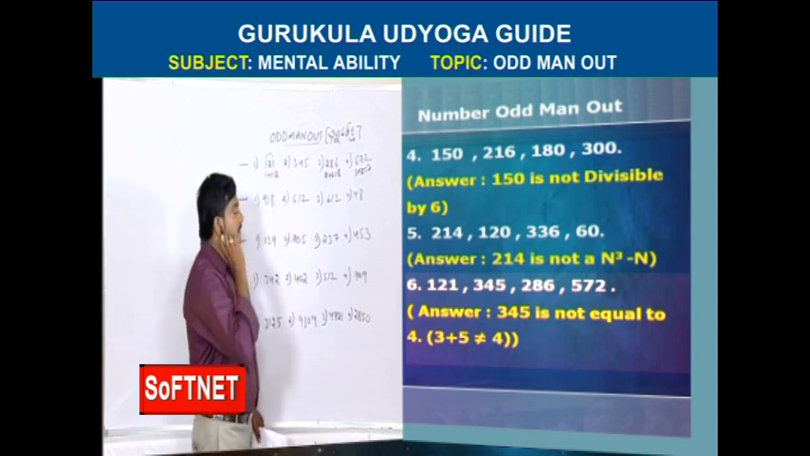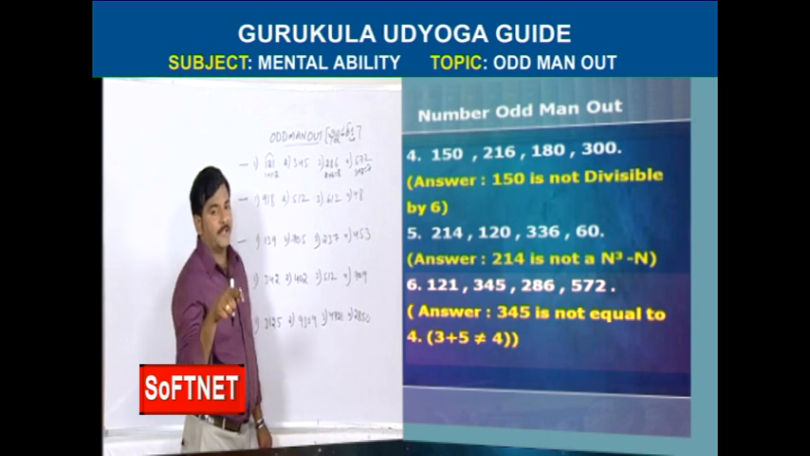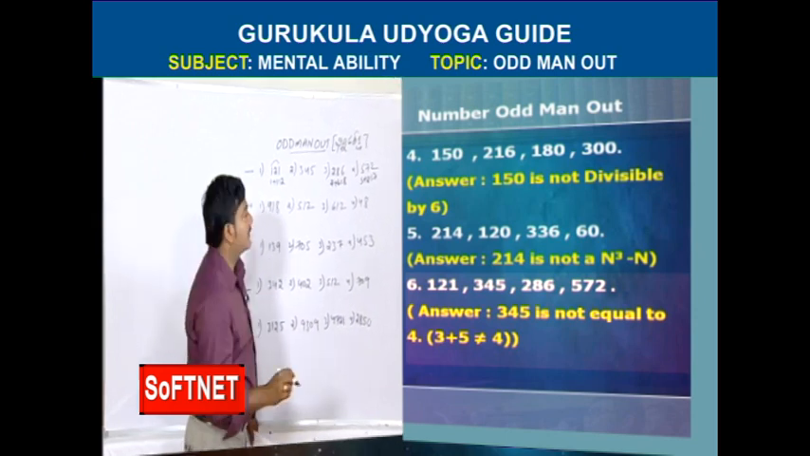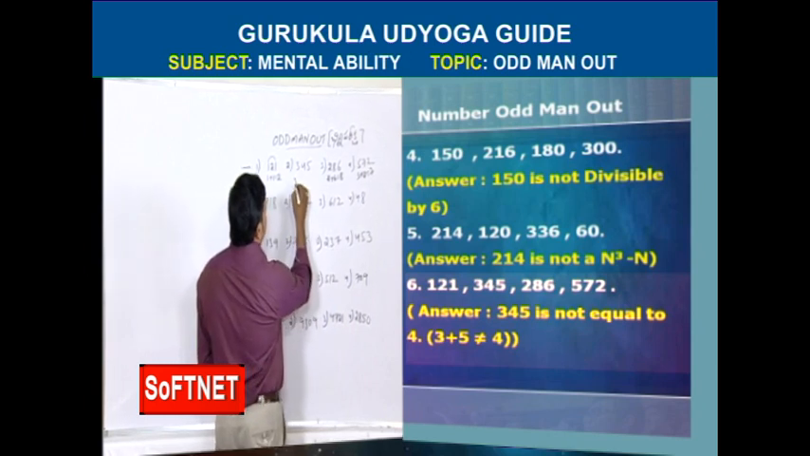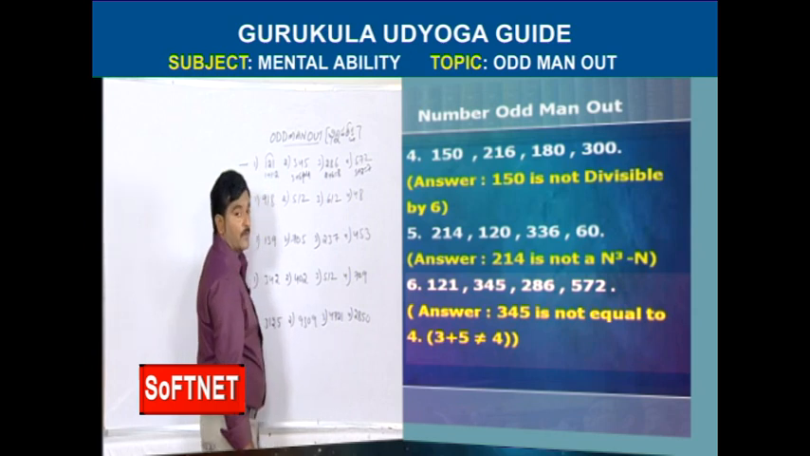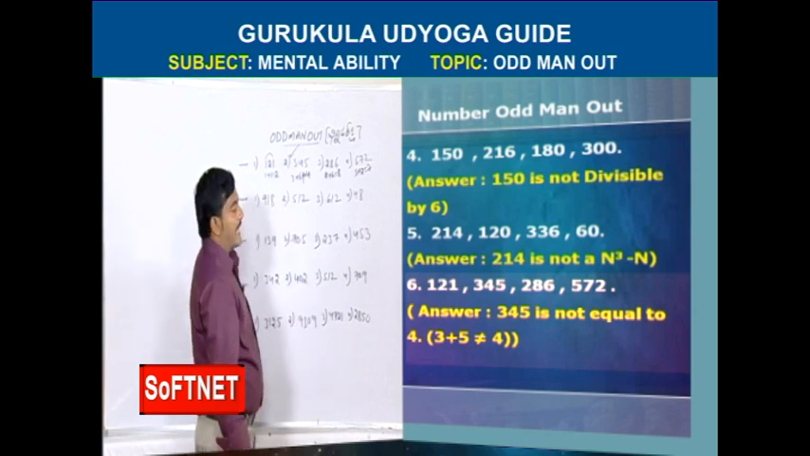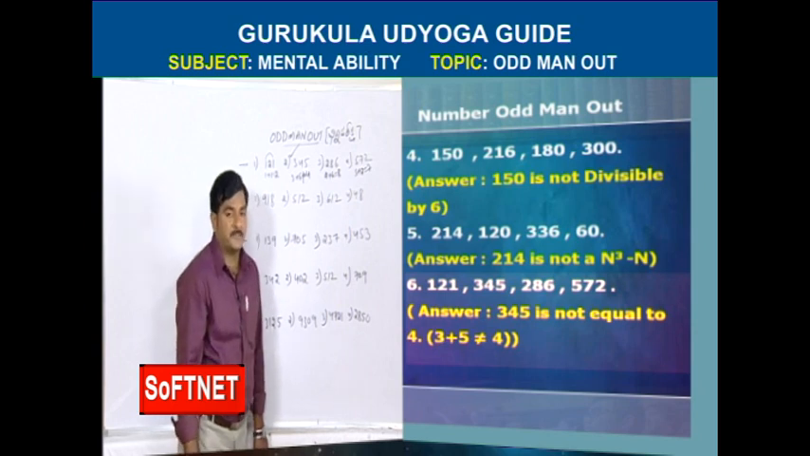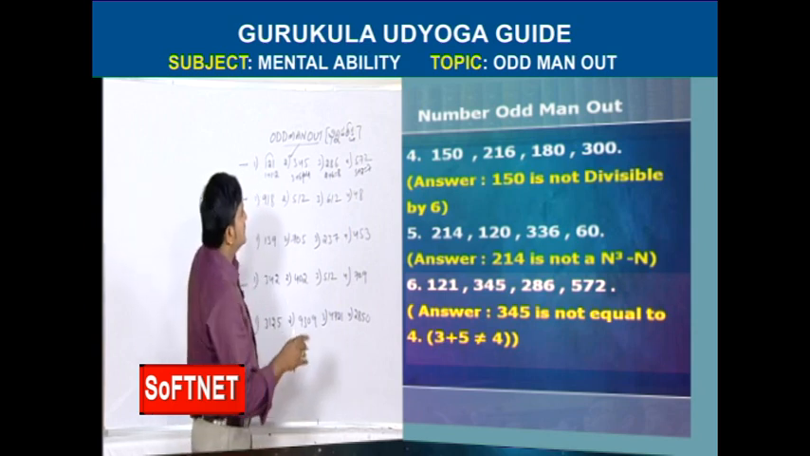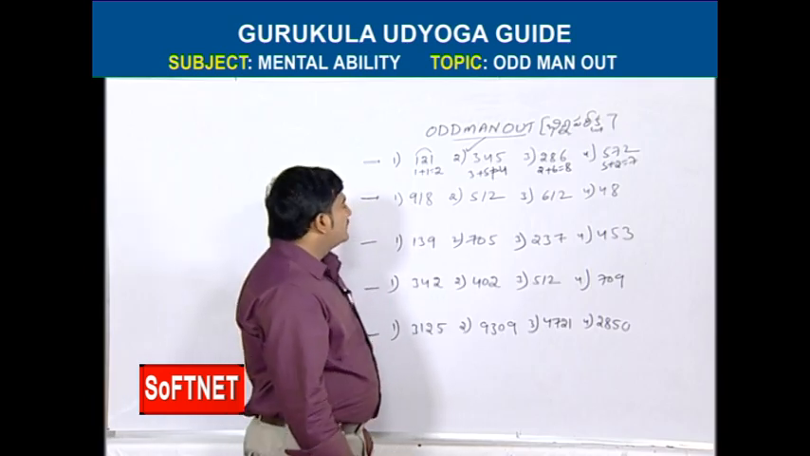The concept involved here is that when I add the starting number and the ending number, I get the middle number. But are we getting 3 plus 5 equal to 4? No. That's why the logic in this question is adding the first number and last number to get the middle number. So that is not possible in the second option. That's why the second one is the answer.